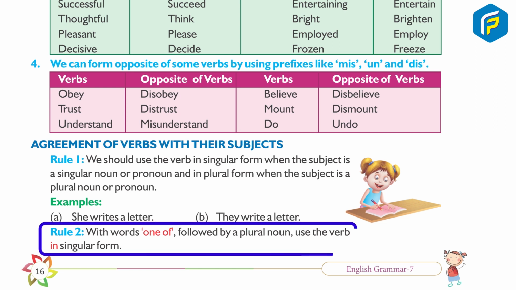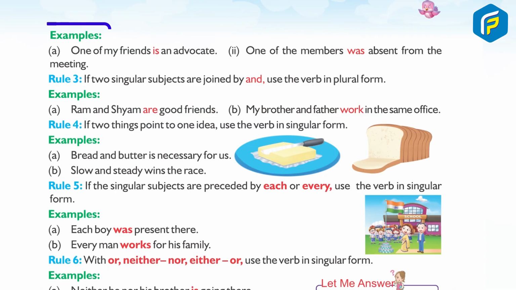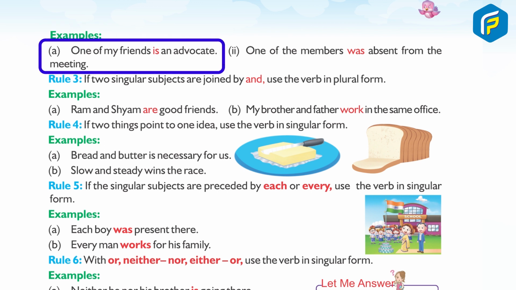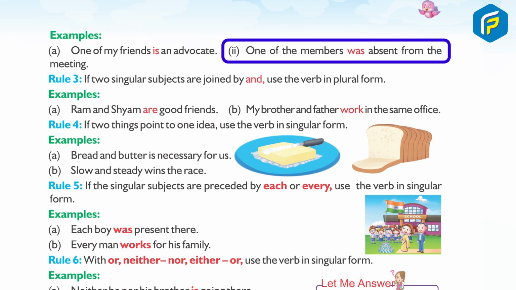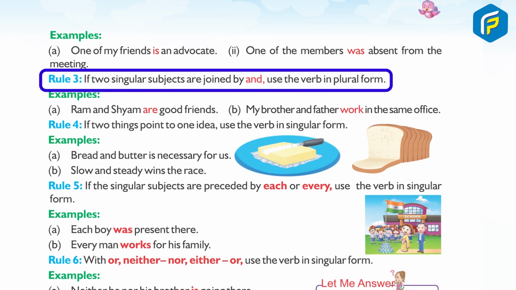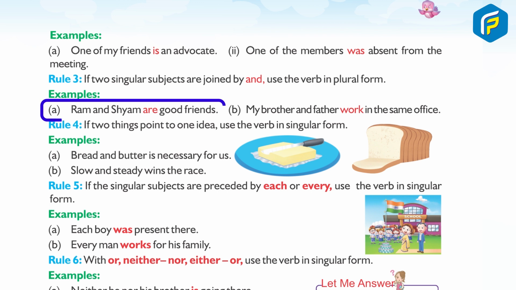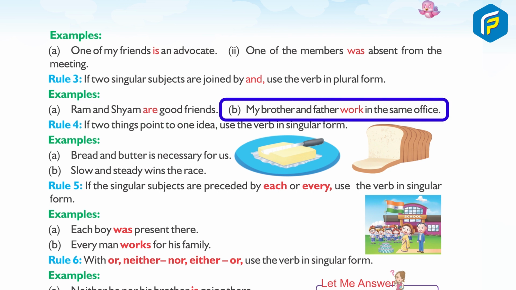Rule 2. With the words one of followed by a plural noun, use the verb in singular form. Examples: A. One of my friends is an advocate. B. One of my members was absent from the meeting. Rule 3. If two singular subjects are joined by and, use the verb in plural form. Examples: A. Ram and Shyam are good friends. B. My brother and father work in the same office.